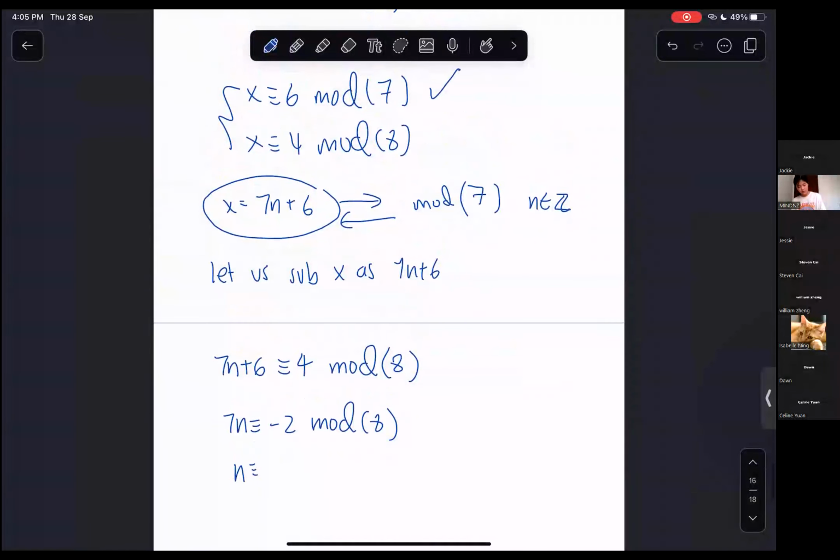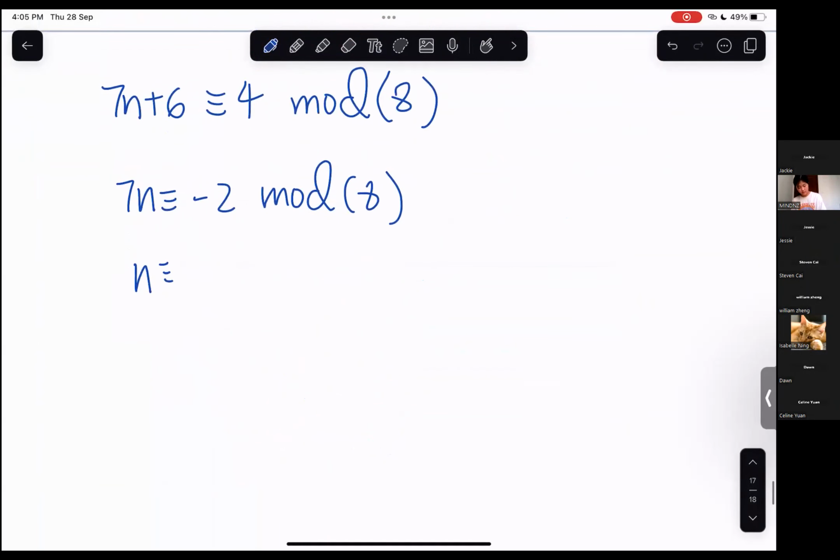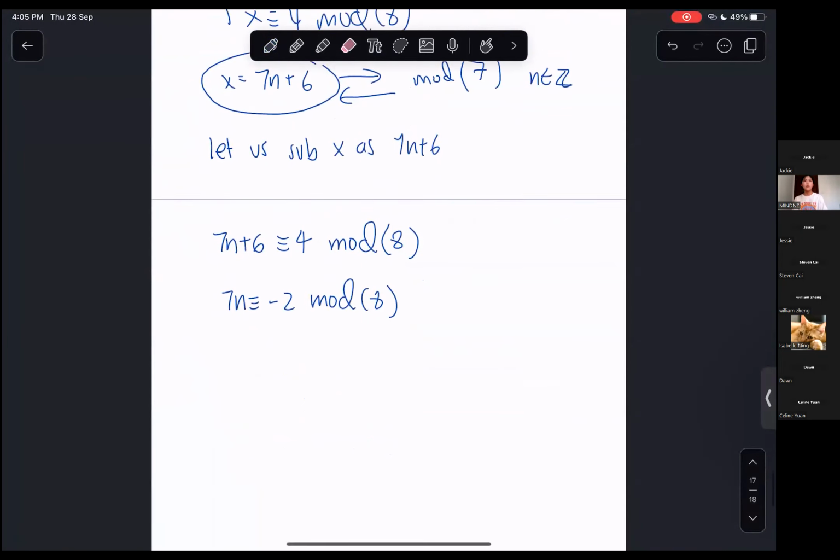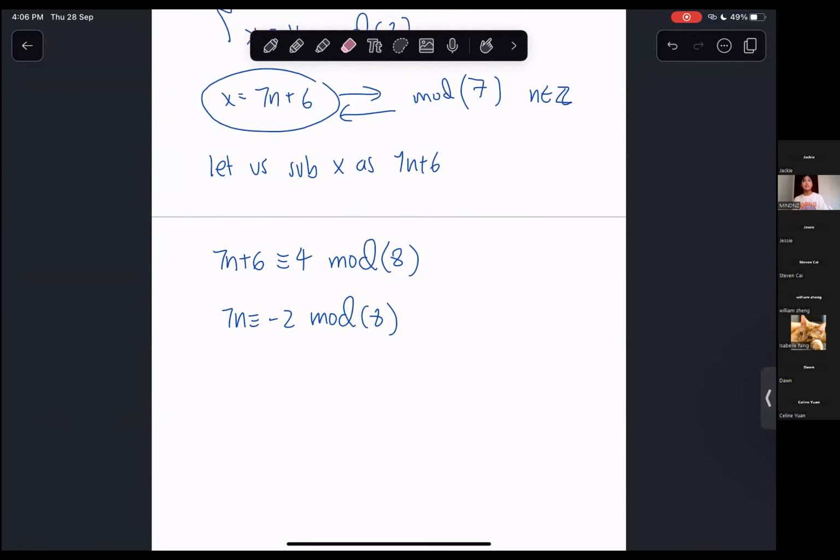How should we go on from here? Okay, what are some ideas on how we could go from here to somewhere else? So the main goal now is to get n alone, right? So we want to get it as something in terms of n. So we want to find n.